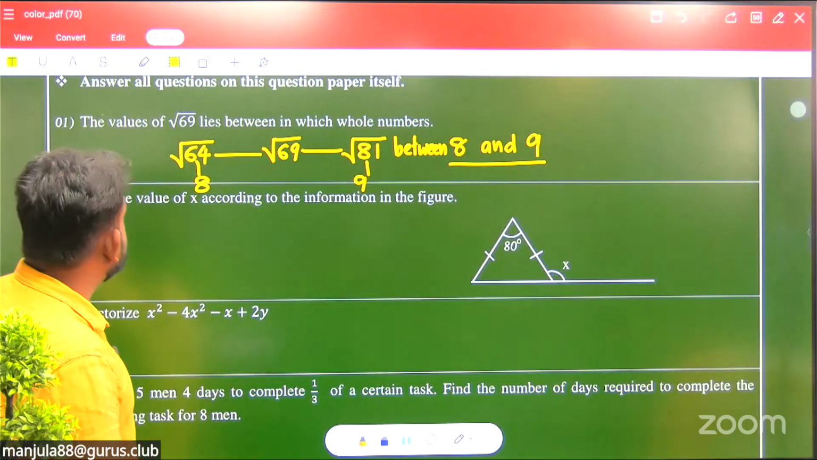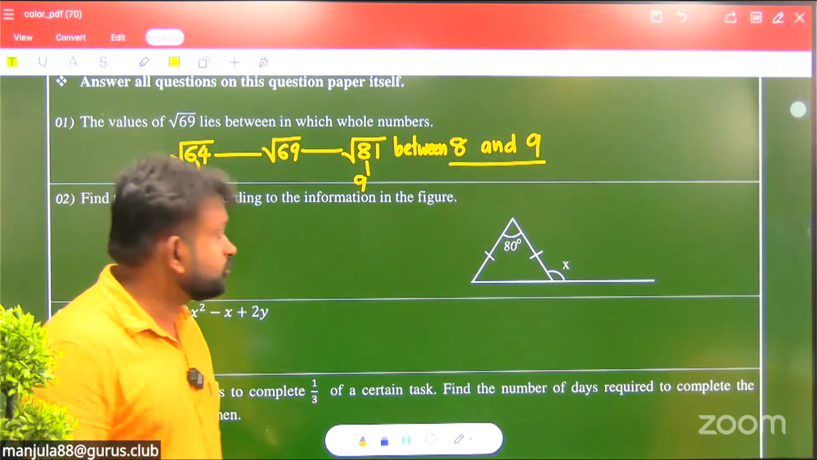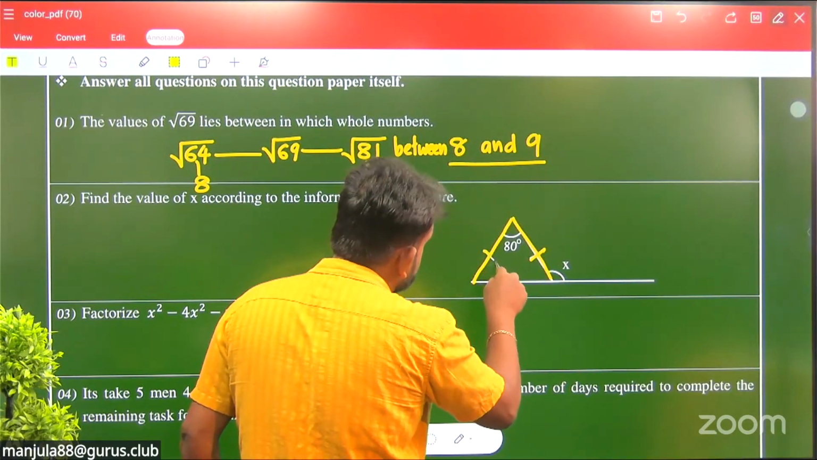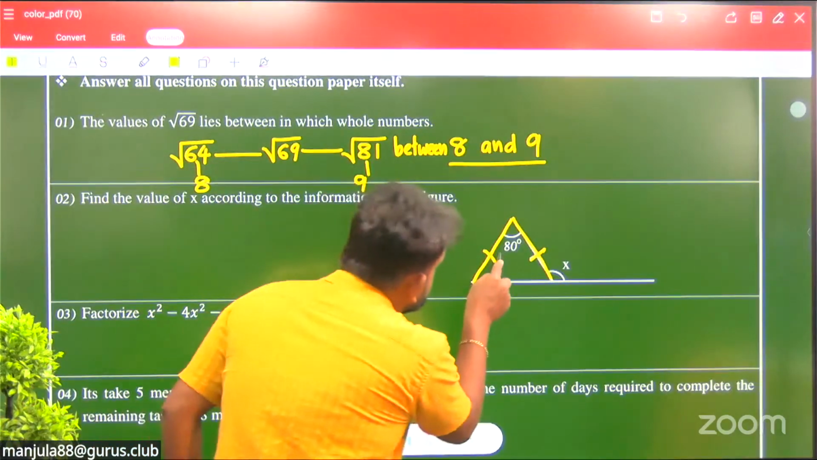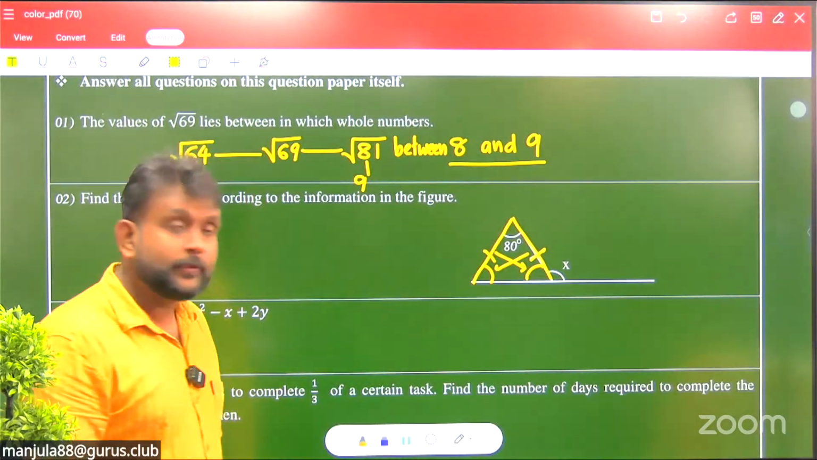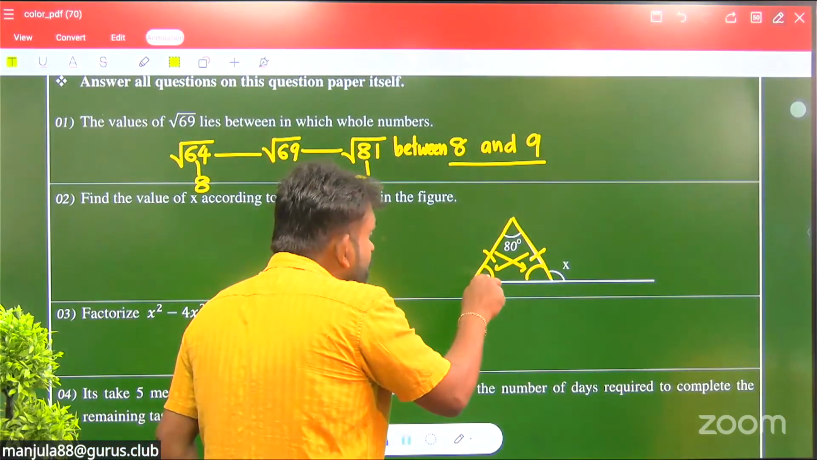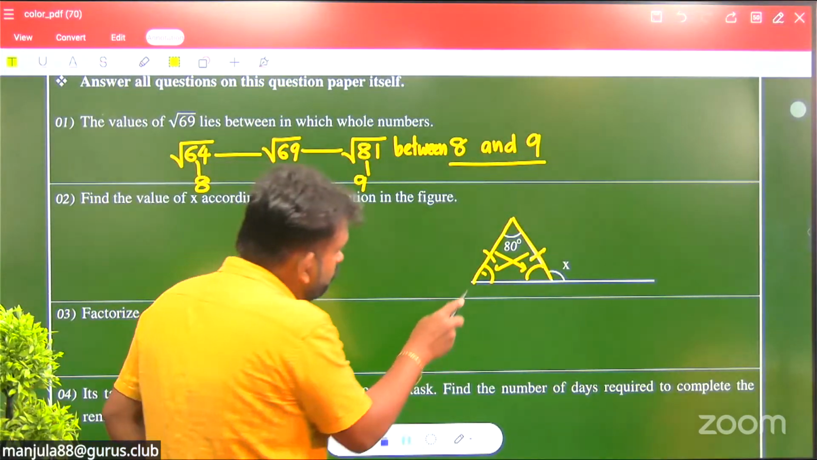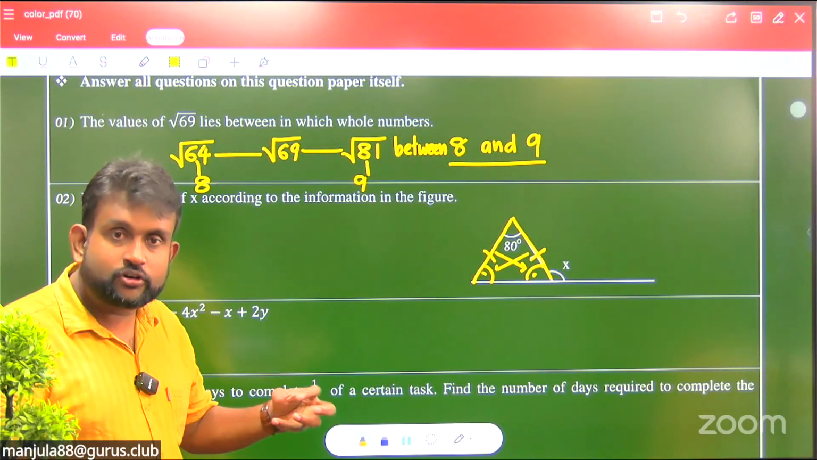Next one: find the value of x according to the information in the figure. Whenever in a triangle you see two sides are equal, their opposite angles are equal. So you can mark this angle and this angle as equal. Then this is 80 degrees, and the balance of these two should be 100, because the angles add up to 180. Now the balance is equally shared, so each part is the balance 100 divided by 2.